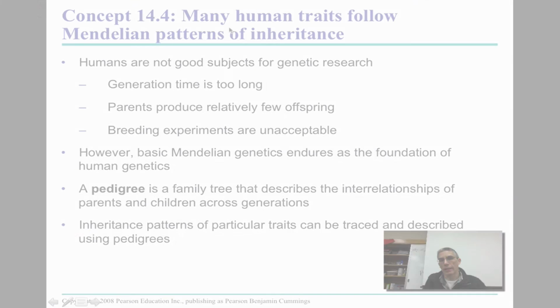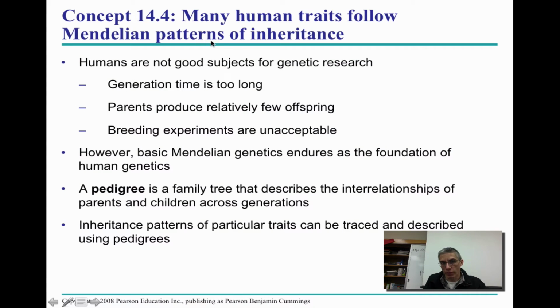There are actually lots of human traits that follow the Mendelian patterns of inheritance that we've looked at. The unfortunate thing is that humans tend not to be really good subjects for genetic research because first, our generation time is extremely long. In other words, we don't live for just a couple of years or a couple of months. We actually live usually 65, 70, 80, 90 years. So that generation time is really too long for a quantitative study.